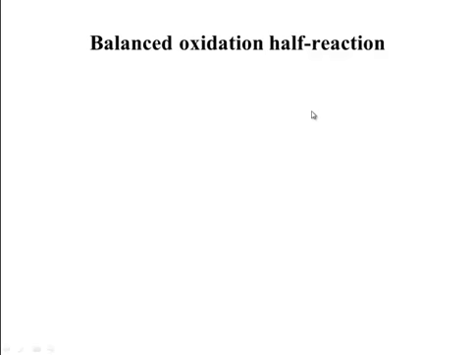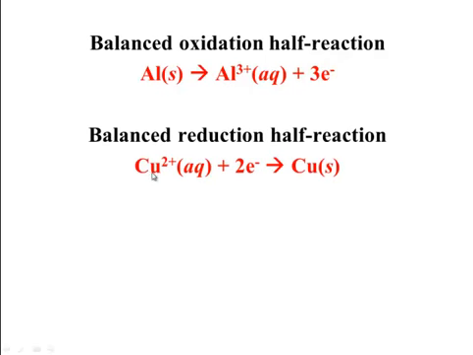So let's see the reactions. The oxidation reaction is Al giving you Al3+ plus 3 electrons, whereas the reduction reaction can be written as Cu2+ plus 2 electrons, giving you copper atoms.